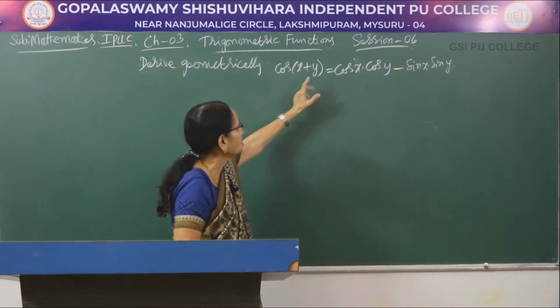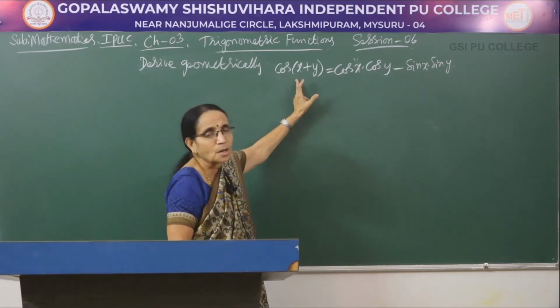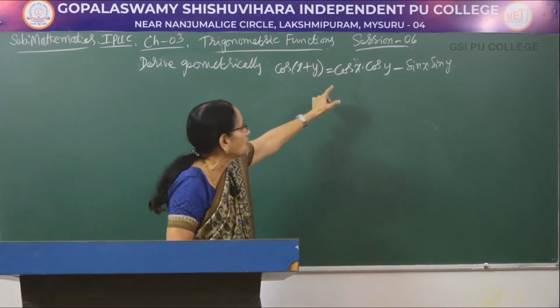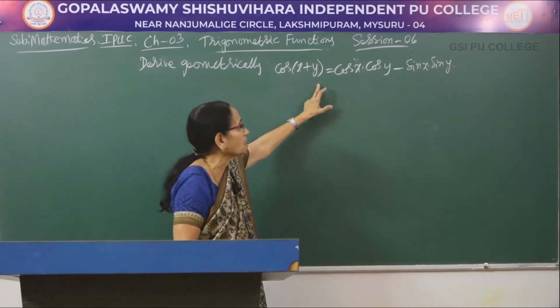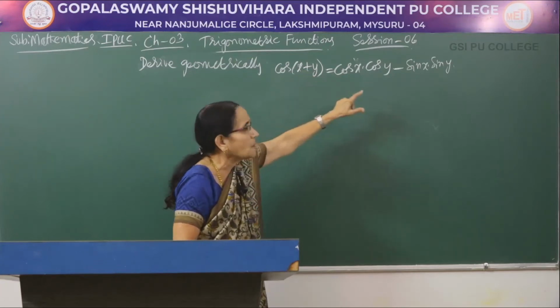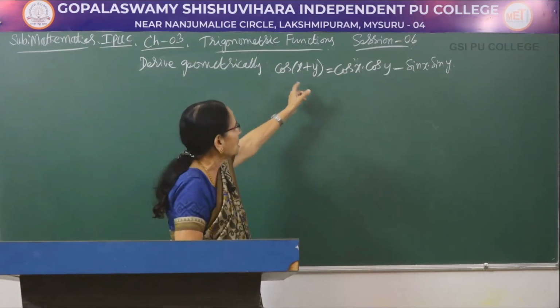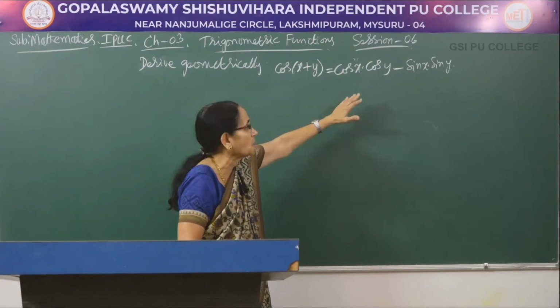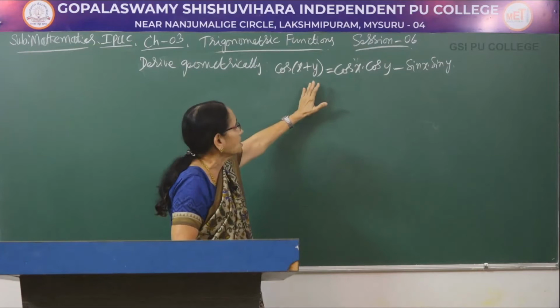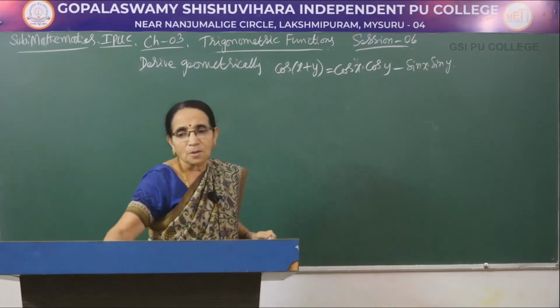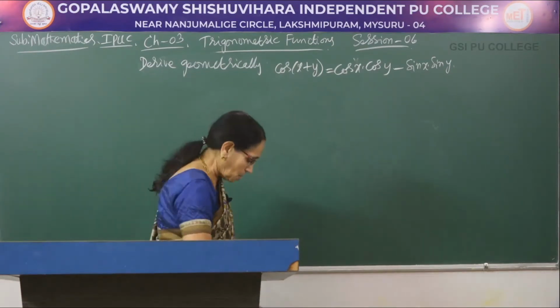So, it is cos x into cos y. x means the first angle, y means the second angle. Both of them are cosine ratios. Cos of the first angle into cos of the second angle. When you have plus on the left, it would be minus on the right hand side. Again, it is fully a cosine product there, and here it is fully a sine product: sine of the first angle into sine of the second angle. So, this is what we are going to derive now.